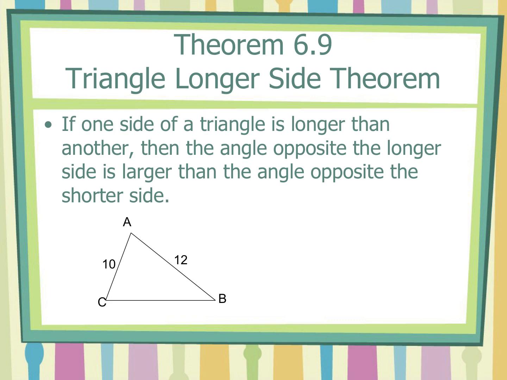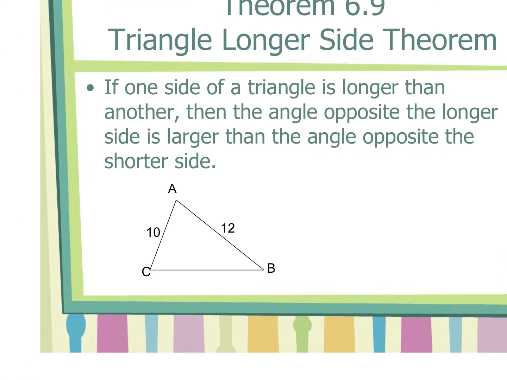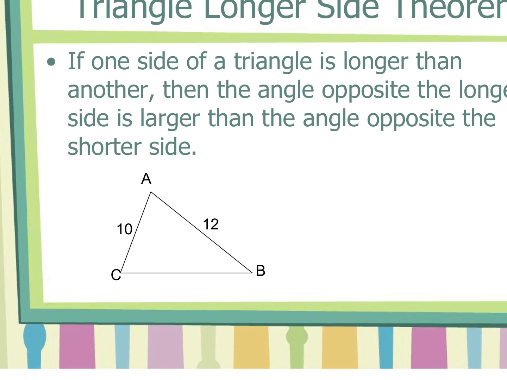Okay, let's check it out for this example. Which of the two sides that are given is longer? AB, right? AB is how long? 12. So go from 12, go to the opposite angle. What angle is opposite the 12? C. So we're going to write the measure of angle C. We don't know exactly what it is, but we know it should be larger than the angle opposite the 10.